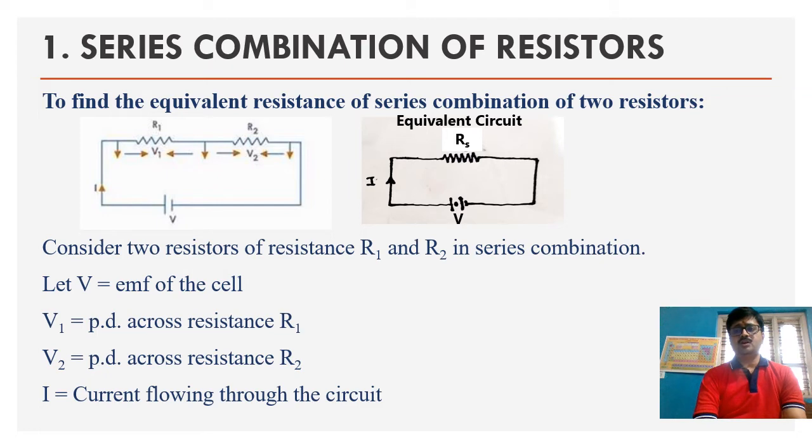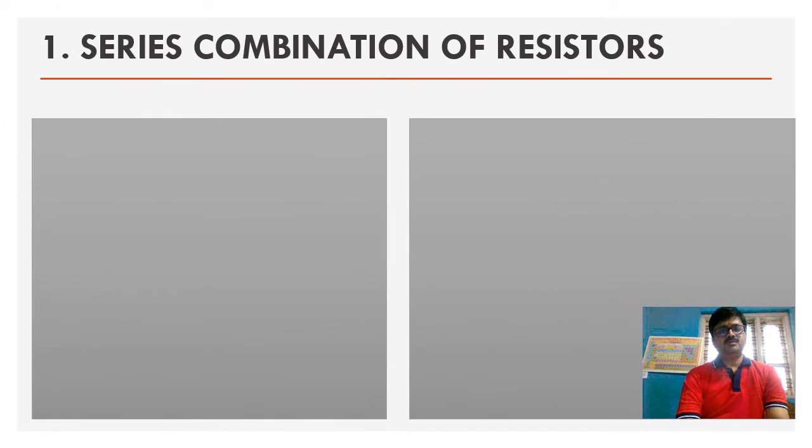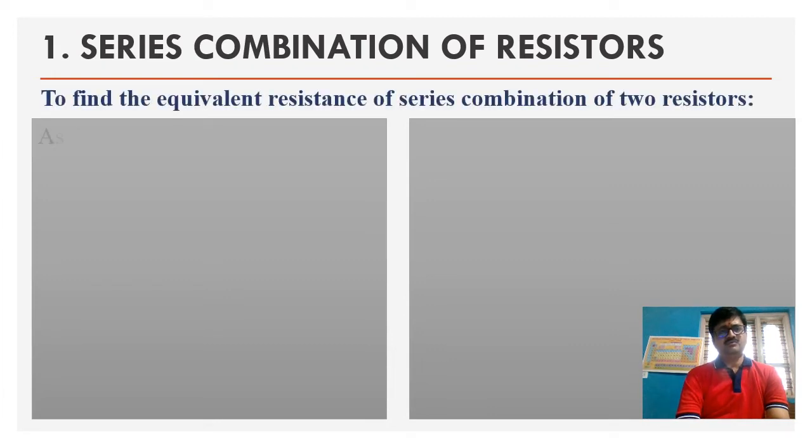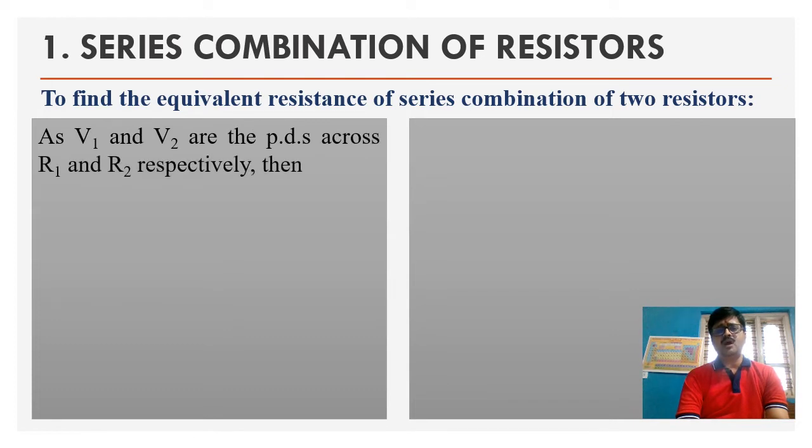Now let's move further. Let us proceed. Now in this particular part we will be considering the Ohm's law equation. As you all know, Ohm's law is given by V is equal to IR. So according to that approach we have to go, and in this part we will say V1 and V2 are the potential differences across R1 and R2 respectively. Then very clearly V1 must be equal to I into R1, V2 must be equal to I into R2.